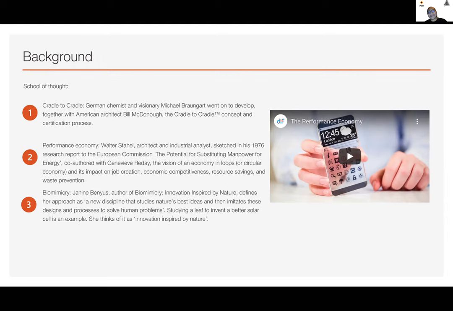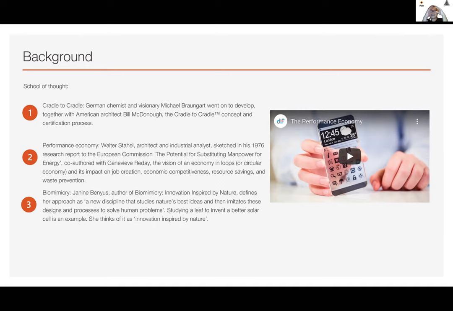Walter Stahel is also an architect and industrial analyst. He's the first architect who sketched this idea in 1976 for the European Commission. He imagined it towards the energy that we use, how we can regenerate the energy and make it a circular economy. So these are some of the gurus, I would say sifus, who came up with the circular economy. And then biomimicry, I think most of you are familiar with this, by Janine Benyus, innovation inspired by nature. She defined her approach as a new discipline that studies nature's best ideas and then imitates these designs and processes to solve human problems.